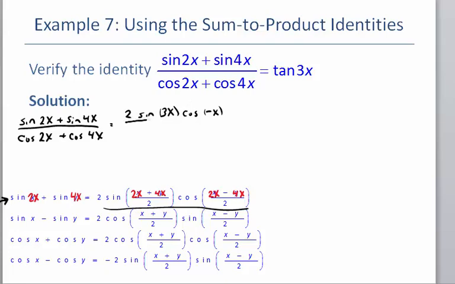All right, let's look at what's happening on the bottom. So on the bottom, we have a cosine and a cosine. So we're going to be using this identity, cosine, cosine, with a plus in between. Again, we're going to have to adjust a little bit. So cosine 2x is where we start. So the x's will become a 2x. And the second term is cosine 4x. So the y's will be a 4x.